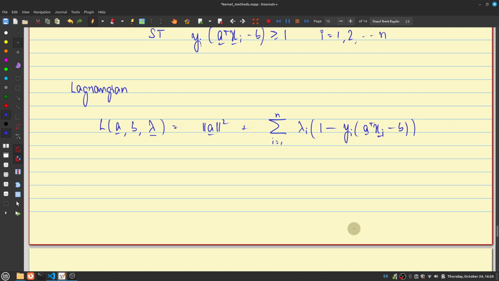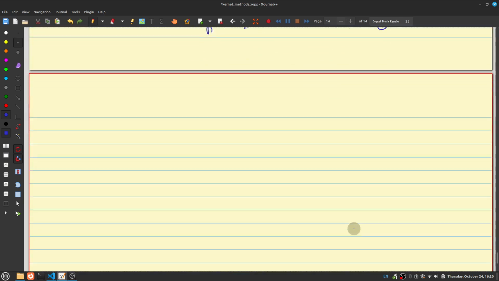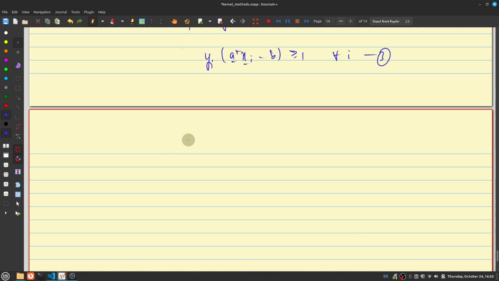Lambda I greater than or equal to 0. Yeah, so lambda I greater than or equal to 0 for all I. So this is one constraint. But yeah, the most interesting one is that lambda I times 1 minus yi times A transpose xi minus b, this should be equal to 0, right, for all I. These are the complementary slackness conditions.